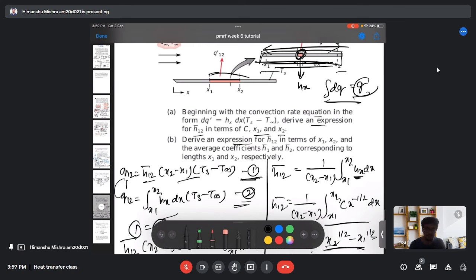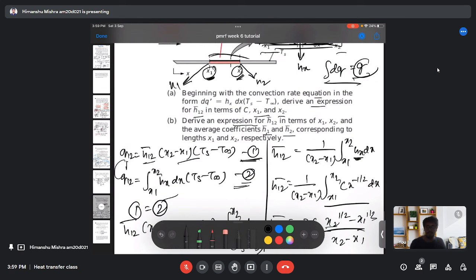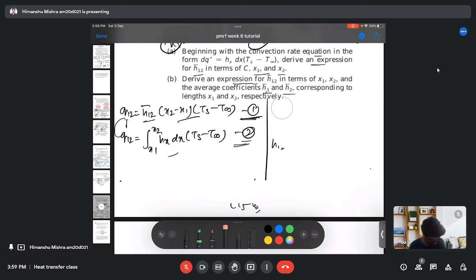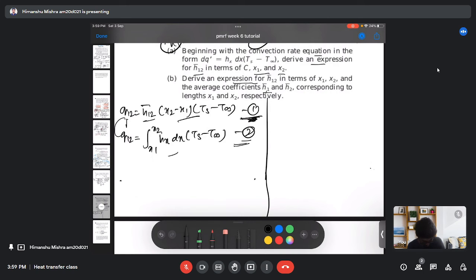Now it says to derive an expression for the heat transfer coefficient in terms of h1 and h2. So h1 is the heat transfer coefficient at x1 and h2 is the heat transfer coefficient at x2. Earlier we derived the heat transfer coefficient in terms of x1 and x2. Now we have to derive it in terms of h1 and h2. So we can write equation 1 as this, which is my heat transfer coefficient. Let's say this is my equation 1.